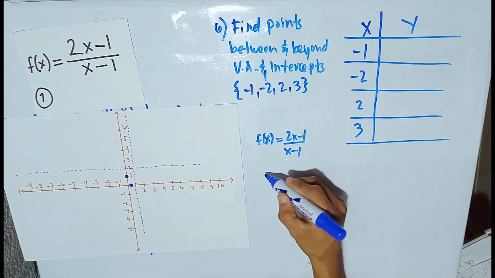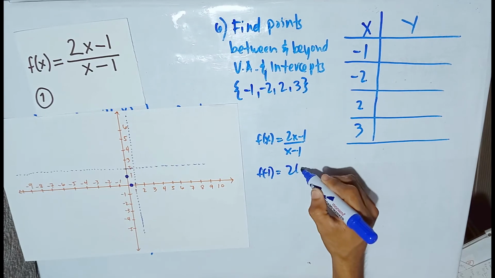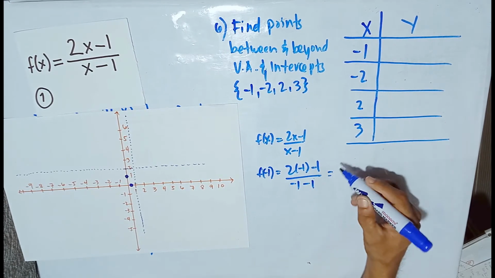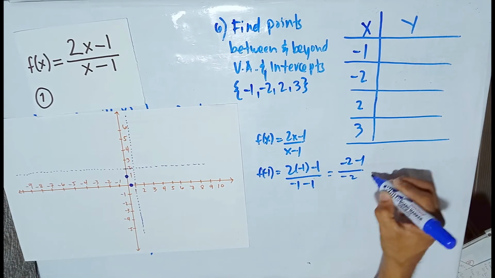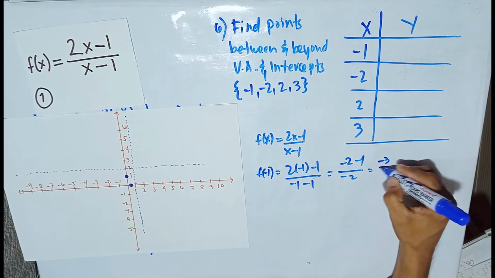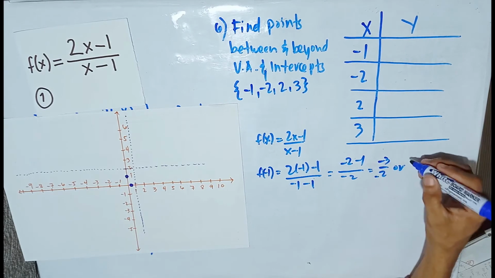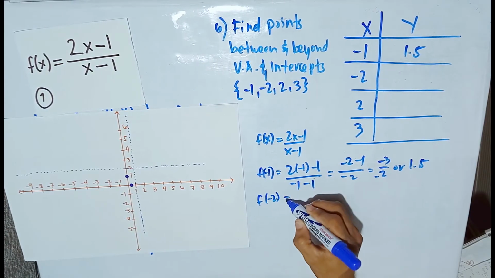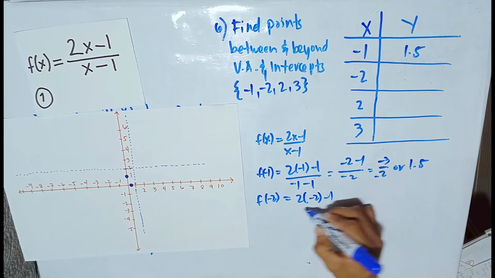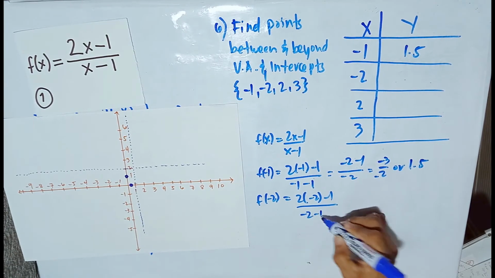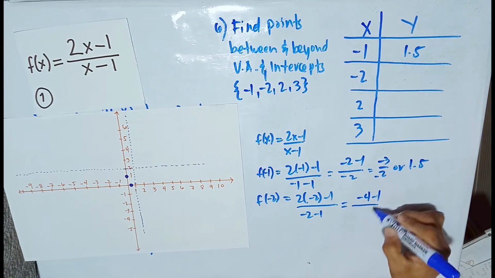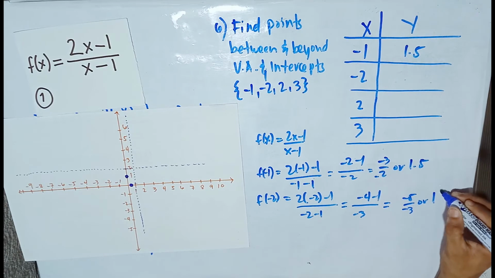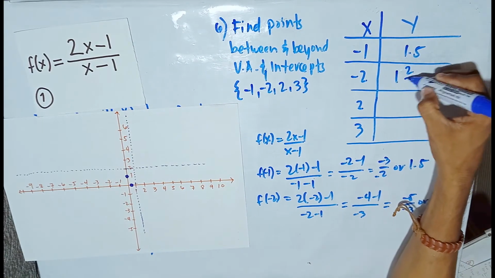So first we have f of negative 1 is equal to 2 times negative 1 minus 1 all over negative 1 minus 1. So we have negative 2 minus 1 all over negative 2. Then the result will be negative 3 over negative 2, or simply positive 1.5. So therefore 1.5. Next, f of negative 2. We have 2 times negative 2 minus 1 all over negative 2 minus 1 is equal to negative 4 minus 1 all over negative 3 is equal to negative 5 over negative 3 or 1 and 2 thirds. So we have 1 and 2 thirds.